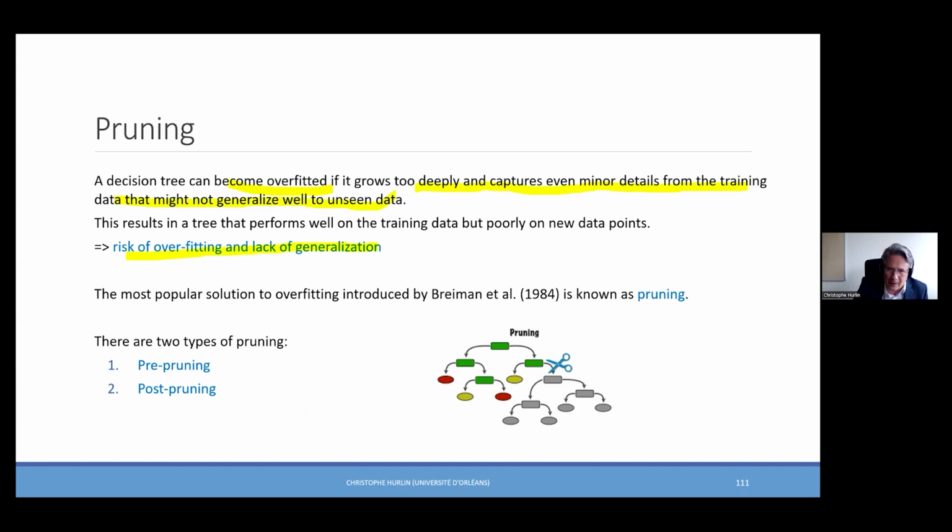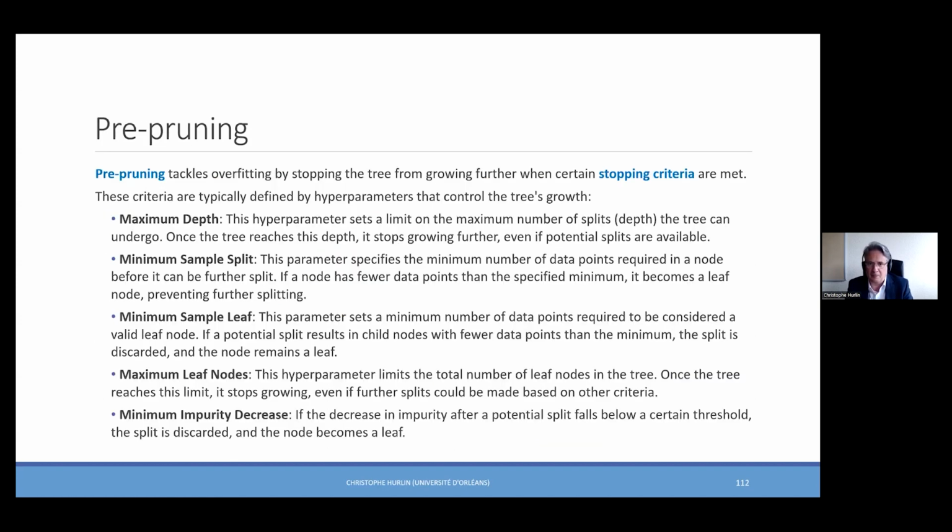And this is why a solution, so there are many solutions, okay? The first solution that I presented to you is to fix the optimal size of the tree, the depth of the tree, with a cross-validation approach. But there are also alternative approaches to control for overfitting that are known as pruning. Okay, and we have 2 types of pruning: pre-pruning and post-pruning. Pruning is the fact of cutting a part of the tree.